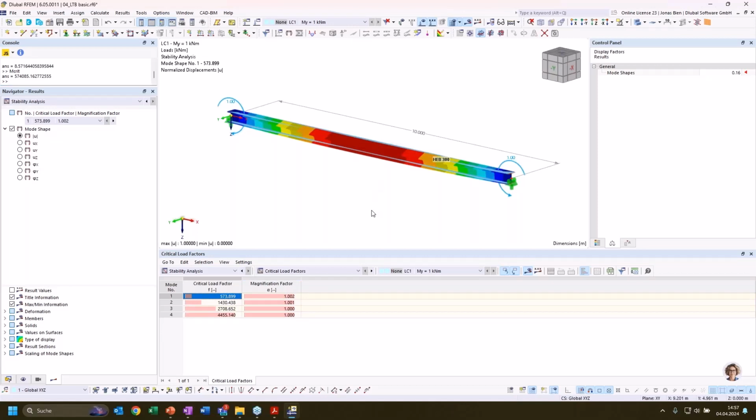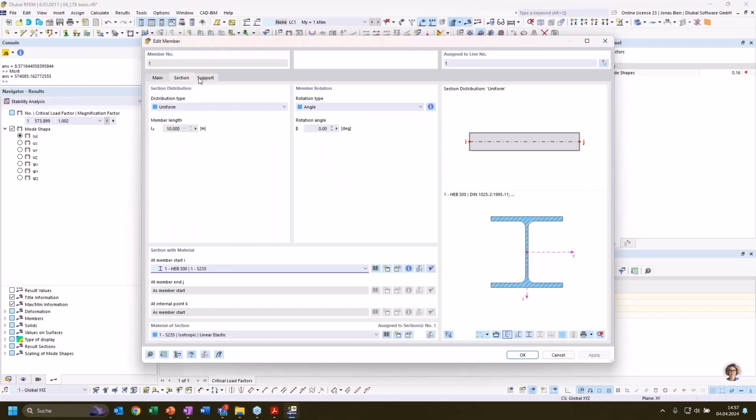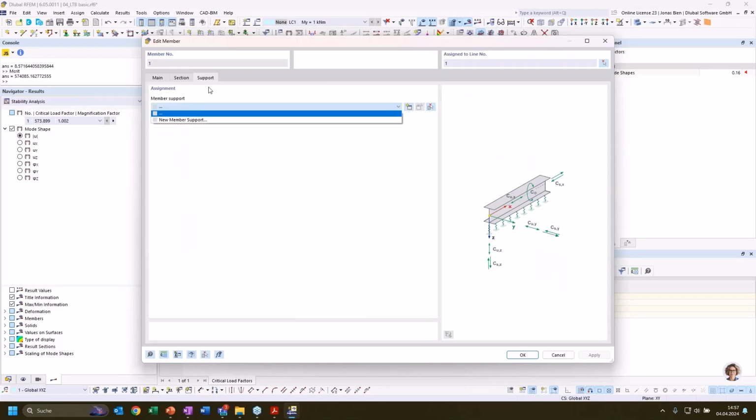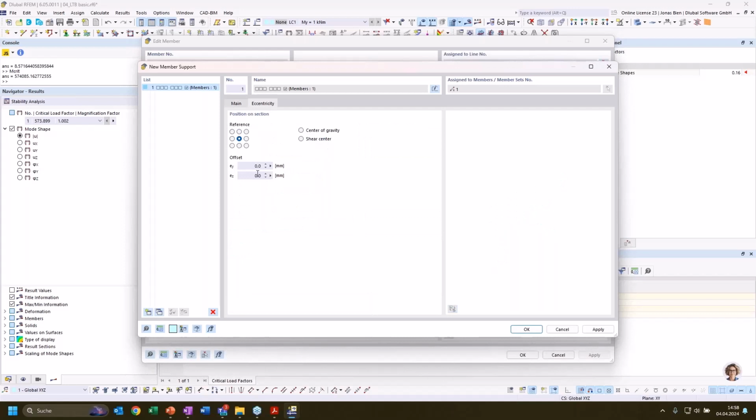But of course, as in the Euler case, we can use our structural stability add-on to investigate much more complex cases. For example, we could add member support. So I go to the member and add a support, and then I get this tab here where I can enter a member support. I could manually put in some rotational restraint. I could even apply an eccentricity of this member restraint. For example, I could say I have a rotational restraint at the top of the flange.